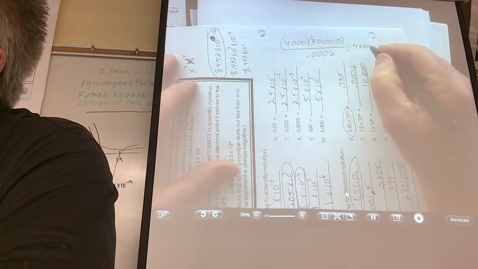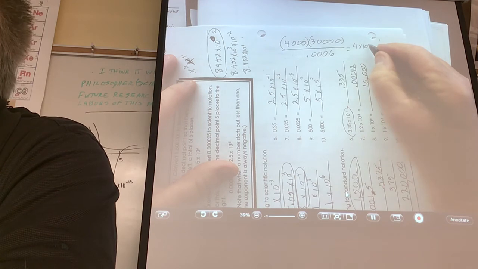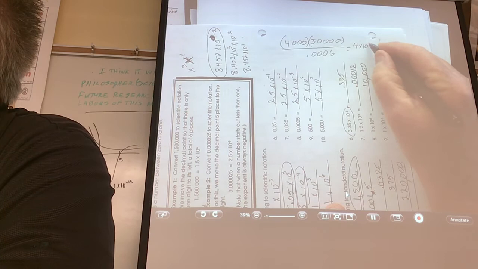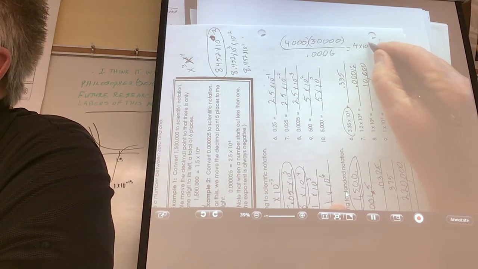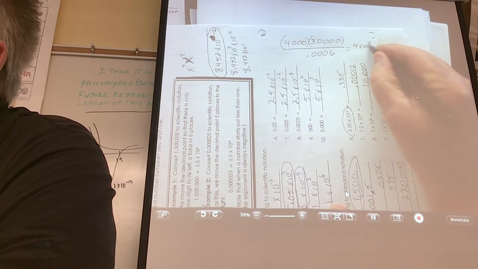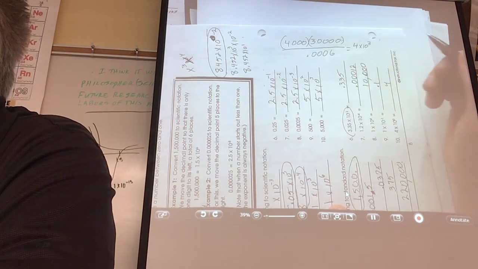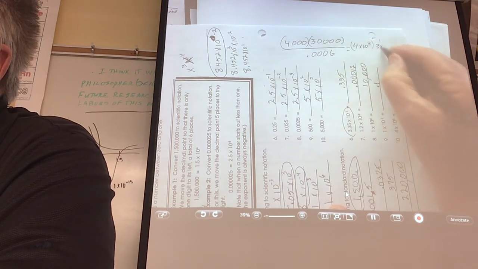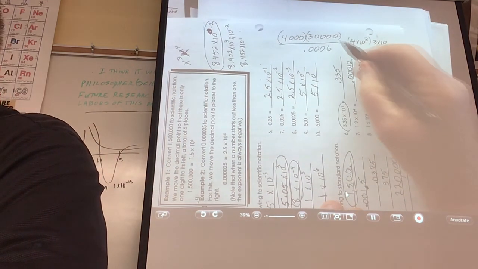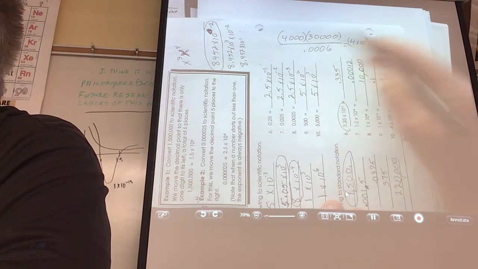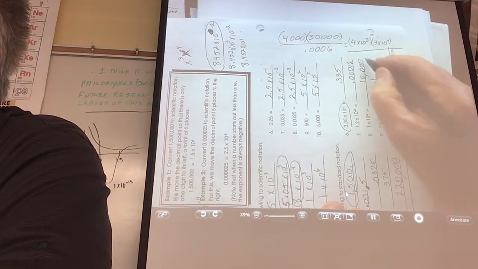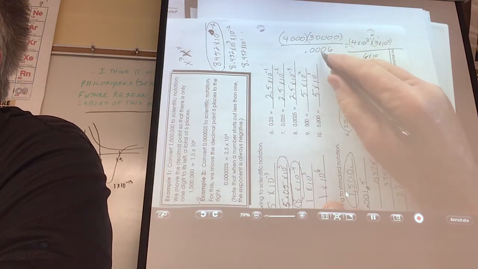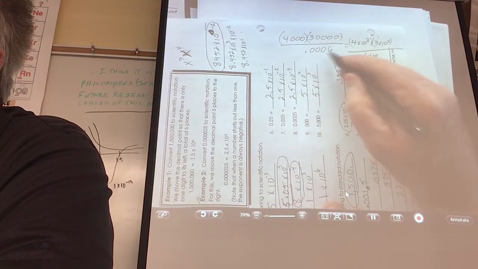Well, let's do scientific notation. What's the first number, real quickly? 4 times 10 to what? Positive or negative 3? Positive. It has to be, it's a big number. And then times what? 3 times 10 to the fourth. And then what's the bottom number? 6 times 10 to the negative 3. Almost. That's negative 4, right?